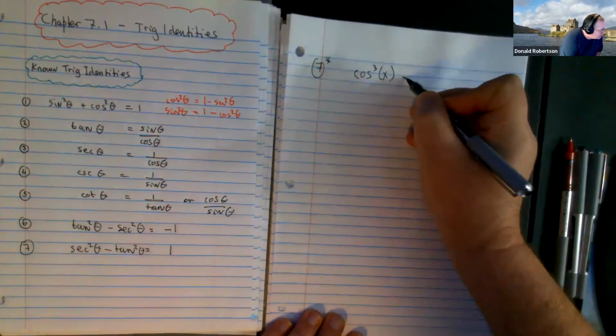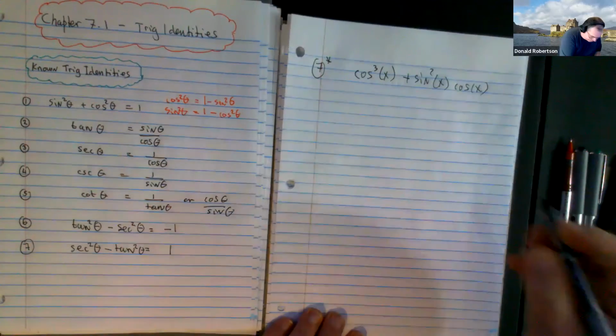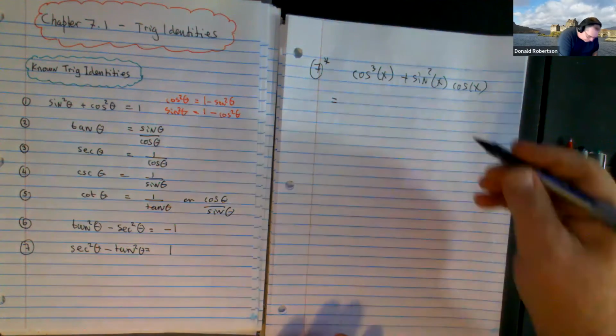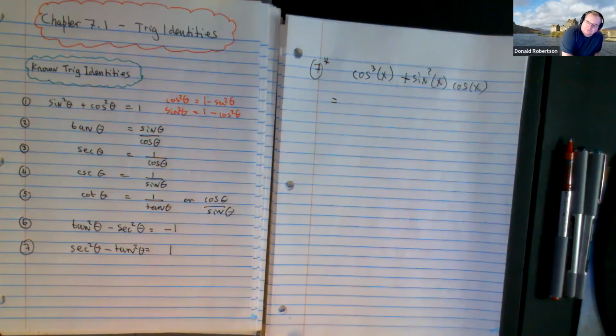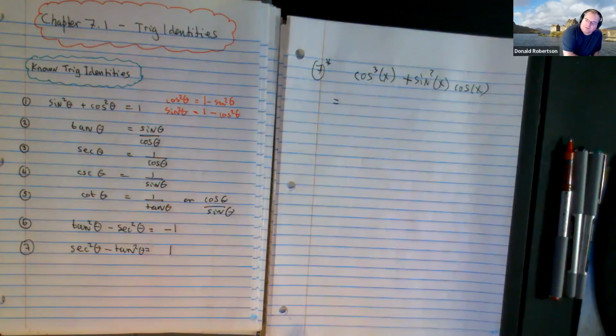Cos cubed x plus sine squared x times cosine x. We're going to simplify it. Well, I don't need to turn them into sines and cosines because they already are sines and cosines, agreed? So this is a new puzzle. What do you think you might want to do next? Is there anything in this expression and this expression that might play well together?